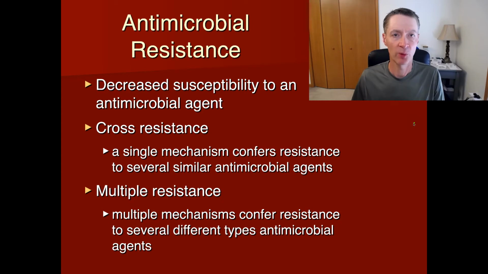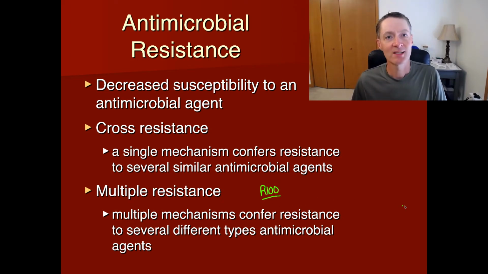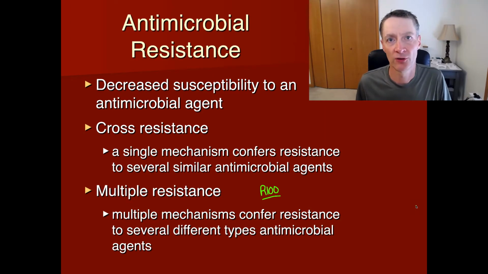An example of one that we already talked about here is R100. R100 was a plasmid. It's found in E. coli and a bunch of other bacteria, and it has several different genes that confer resistance to different kinds of antibiotics. That would give a multiple resistance ability to any cell that got that plasmid. Okay?